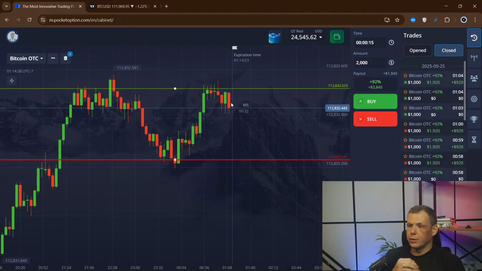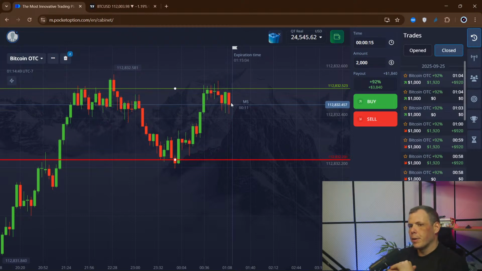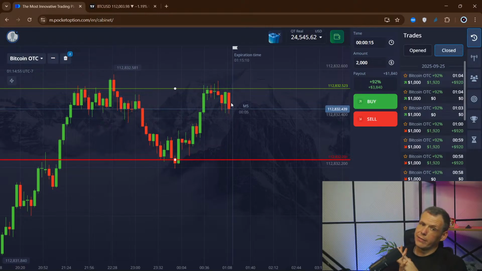Okay, I want to see it push down just a little bit. But we don't have anything. It's so dangerous to buy. It's probably not the best one to trade today, but it does give it a little bit of excitement.